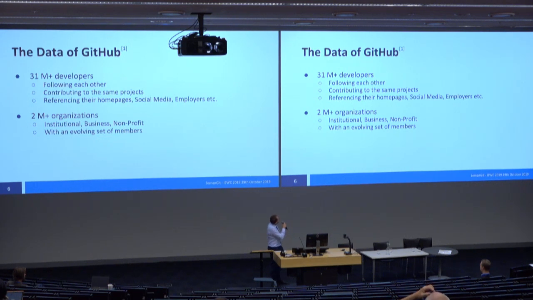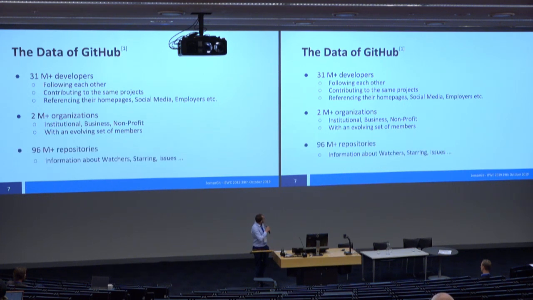Besides that, we have over 2 million organizations on GitHub. Some of them are institutional, like universities. Some businesses have organizations formed on GitHub, and there are even non-profit organizations like Apache. And these organizations have an evolving set of members. And thirdly, maybe the biggest number, there are almost 100 million repositories on GitHub.